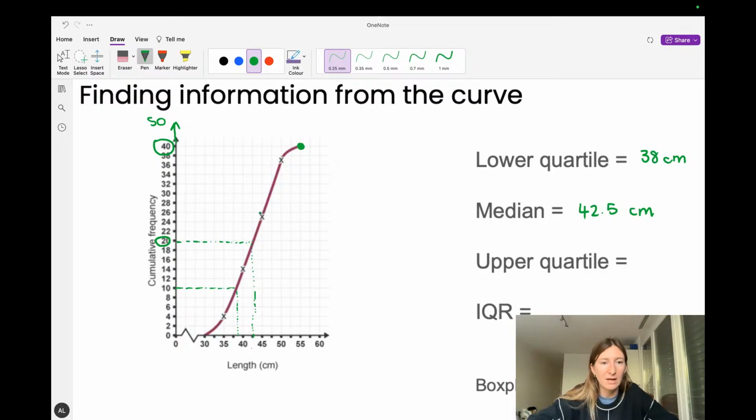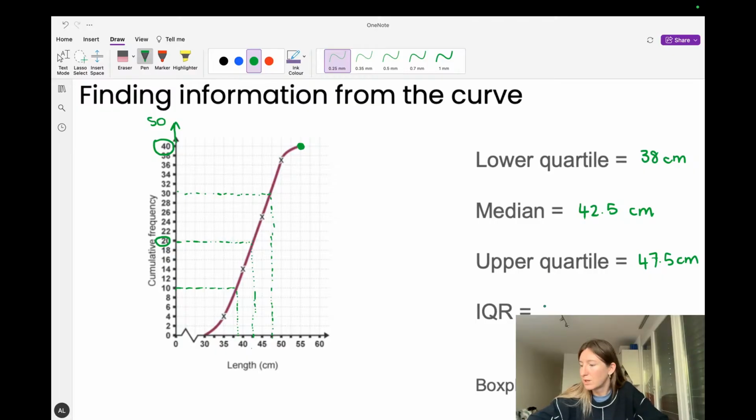And then upper quartile is halfway in between 20 and 40, which is at 30. This is a very nice number, 40. It's very easily divisible into 4 sections. All right, 47.5 centimeters. So there we've read all the information off from our graph.